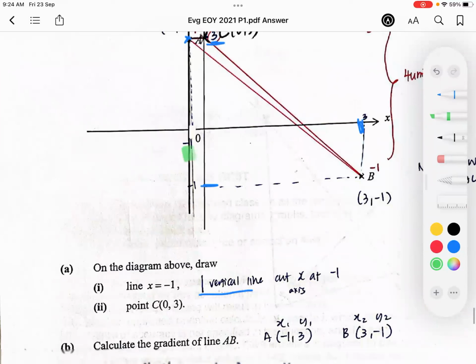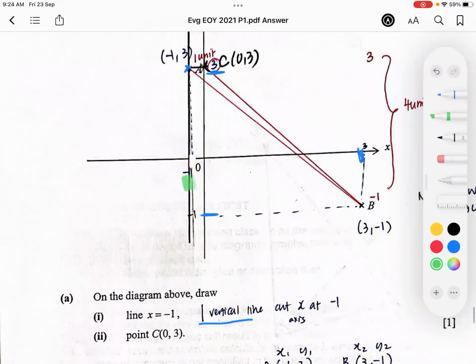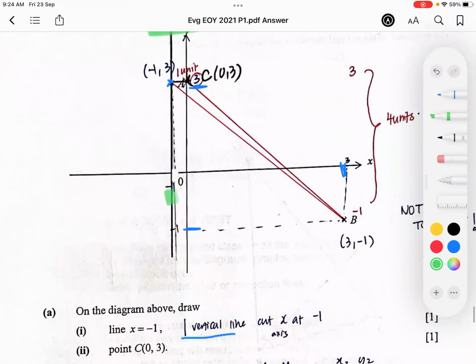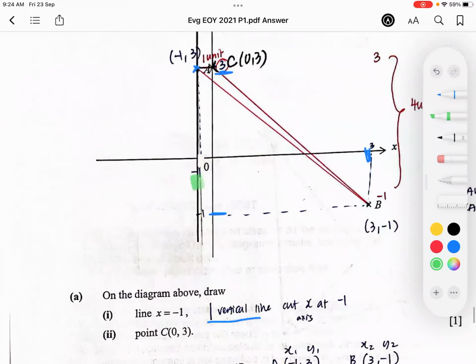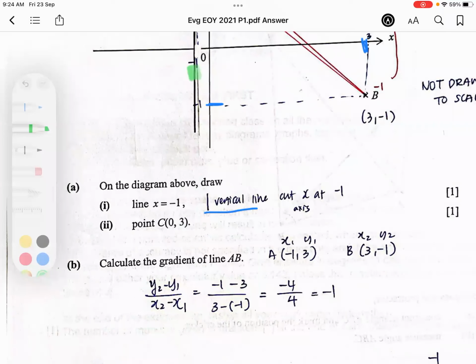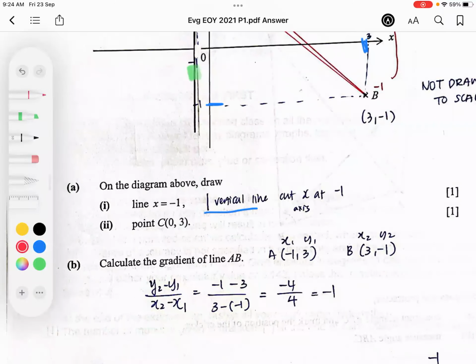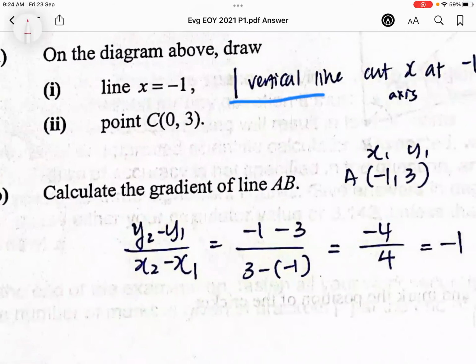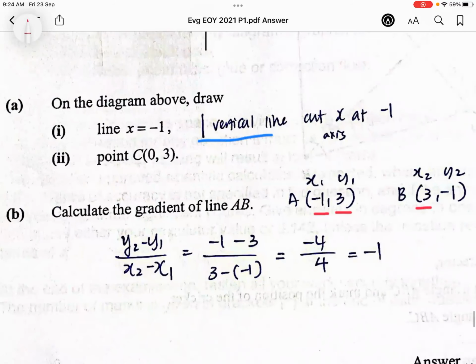Mark the point 0, 3. Where's the y-intercept there, right? So this is 3. Okay, next one, calculate the gradient. This one you must know how to do. This is so standard. Remember the formula, y over x. X then y, x then y. Y2 minus y1 over x2 minus x1. Okay, so that's the gradient of the line.